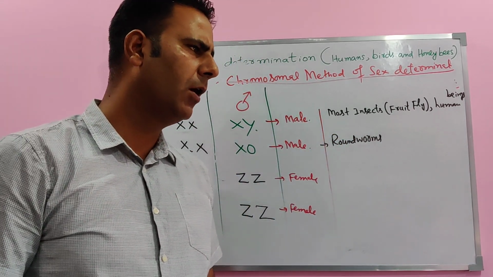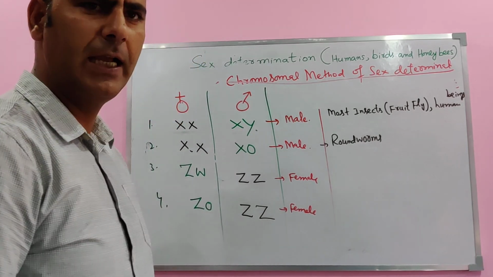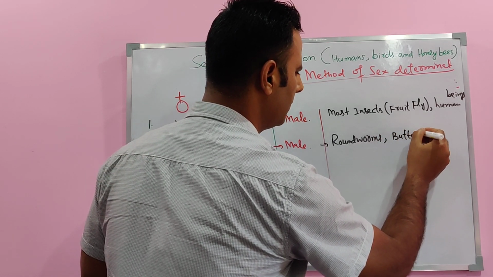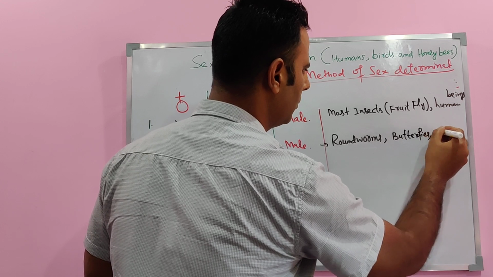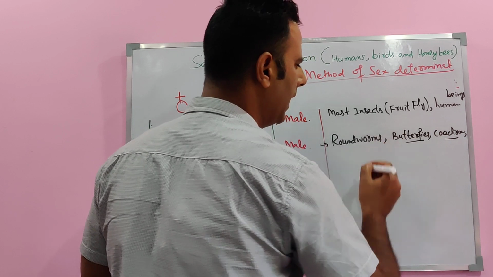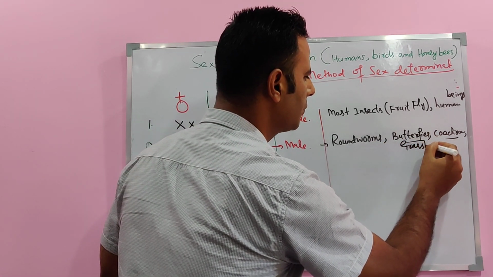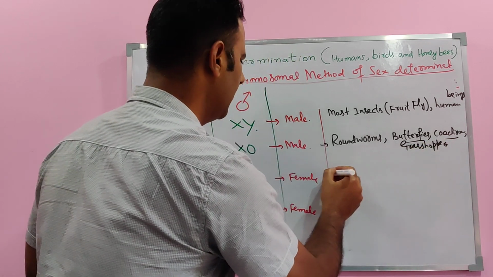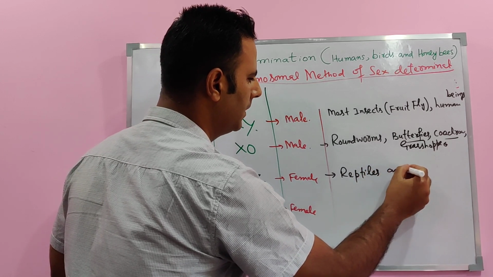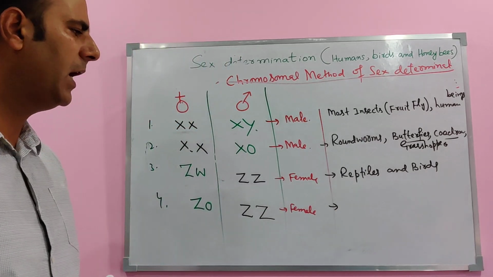And in this case we have roundworms, and also some insects like butterflies, cockroaches, or grasshoppers. In this case, we have reptiles and birds. And in the last case, that means ZO and ZW.